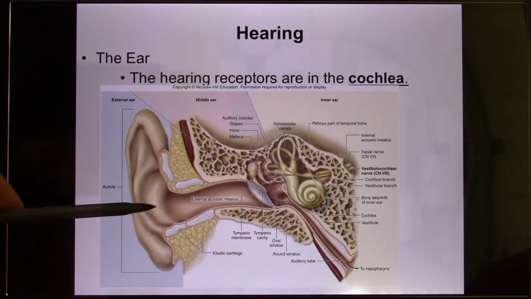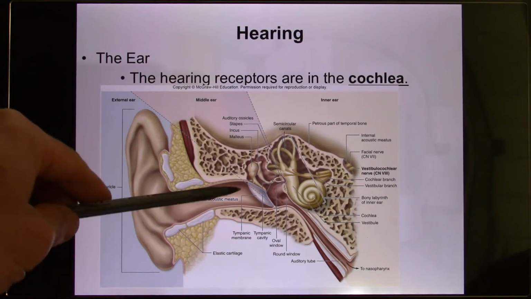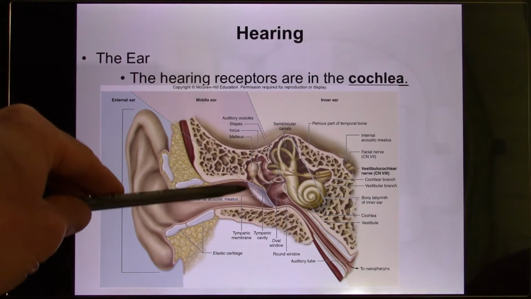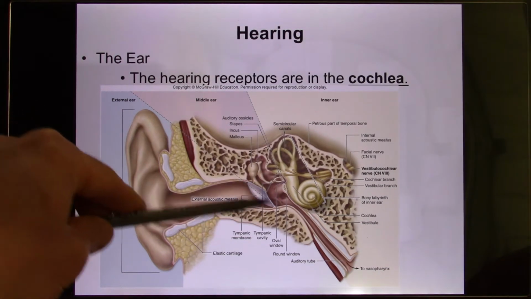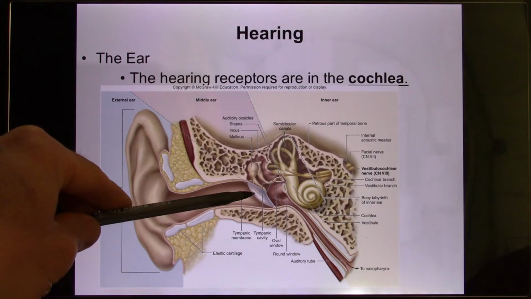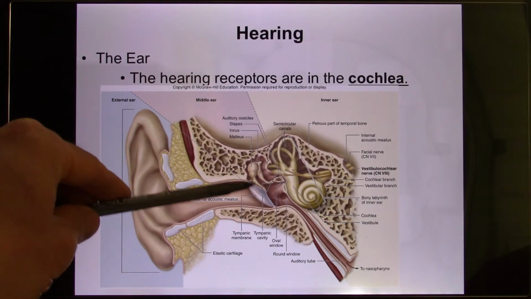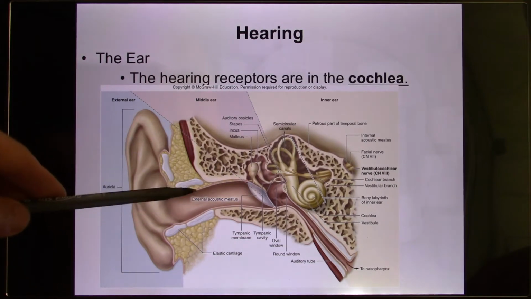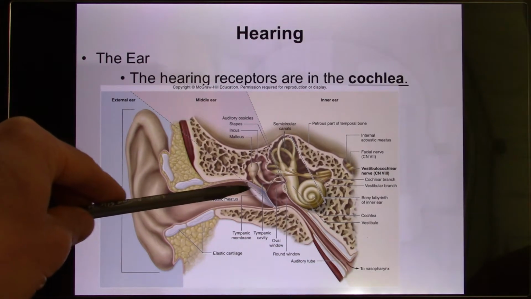The sound goes through the acoustic meatus, the ear canal, and reaches the tympanic membrane, the eardrum. This is the starting point of the middle ear. The function of the tympanic membrane is to transfer the air particle movement into eardrum movement. So in the auditory system, everything is mechanical.